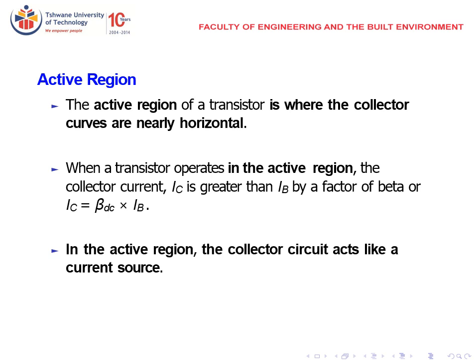Active region. The active region of a transistor is where the transistor curves are nearly horizontal. When the transistor operates in the active region, the collector current IC is greater than IB by a factor of beta. So in the active region, IC is always equal to beta times IB. In the active region, the collector circuit acts like a current source.